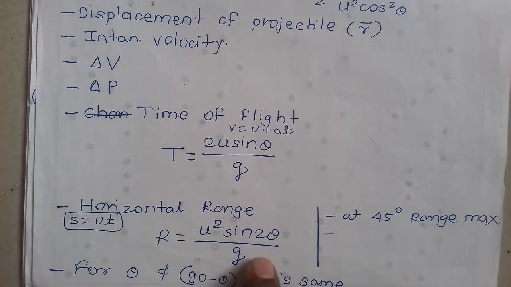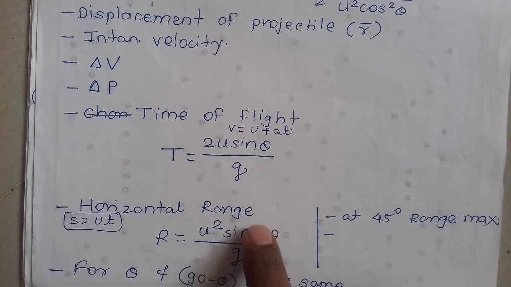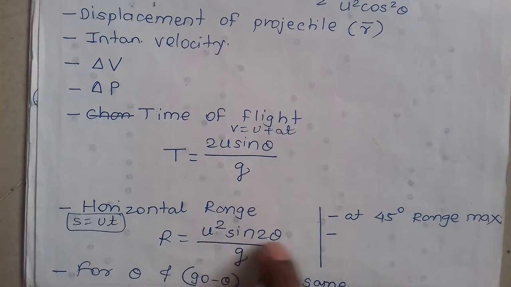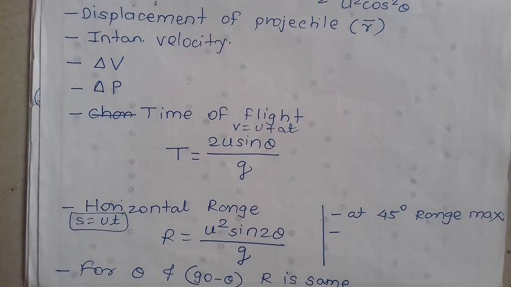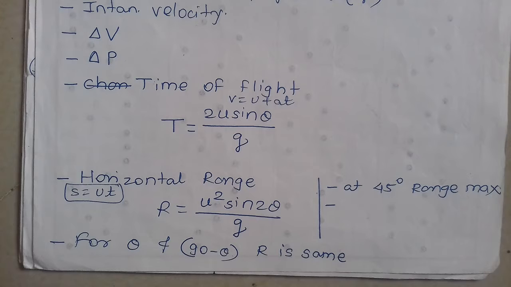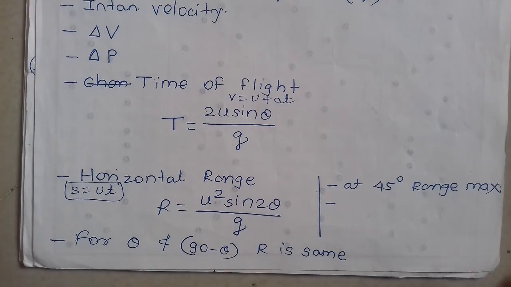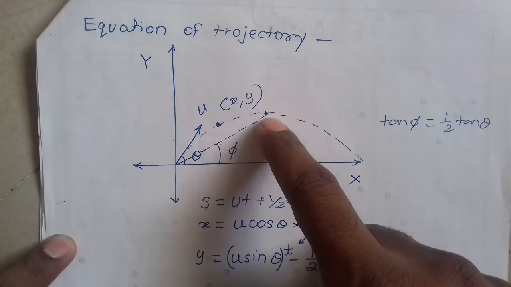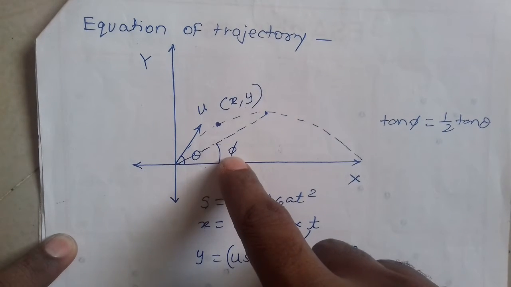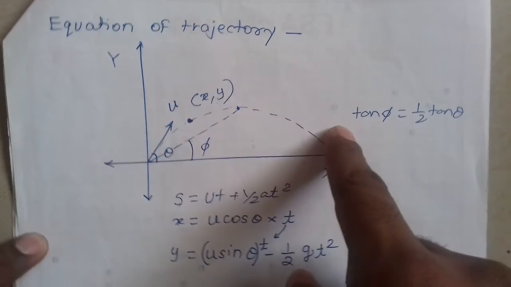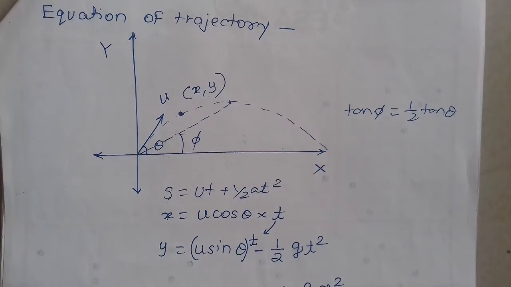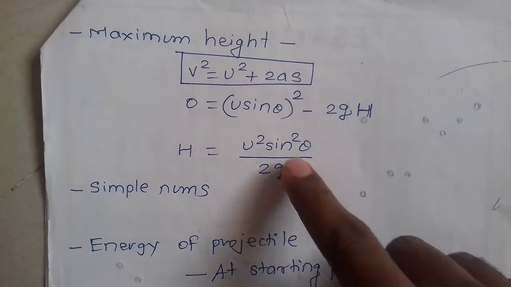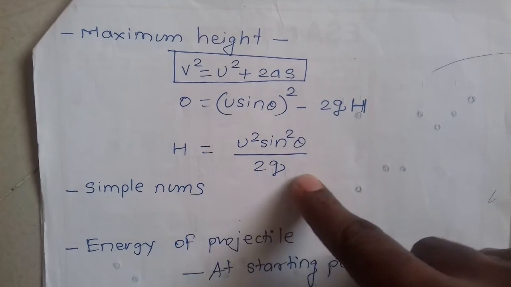And what is the height? Height is u square, this also becomes square, and 2g: u square sin square theta upon 2g. Maximum height reached. Maximum range is at 45 degrees. If projection is at 45 degrees, range is maximum. Then for theta and 90 minus theta, range is the same. The angle made by the point of maximum height with the initial point is phi. Then the relation between phi and theta is tan phi is equal to half tan theta. Then maximum height is u square sin square theta upon 2g. We have seen this already.